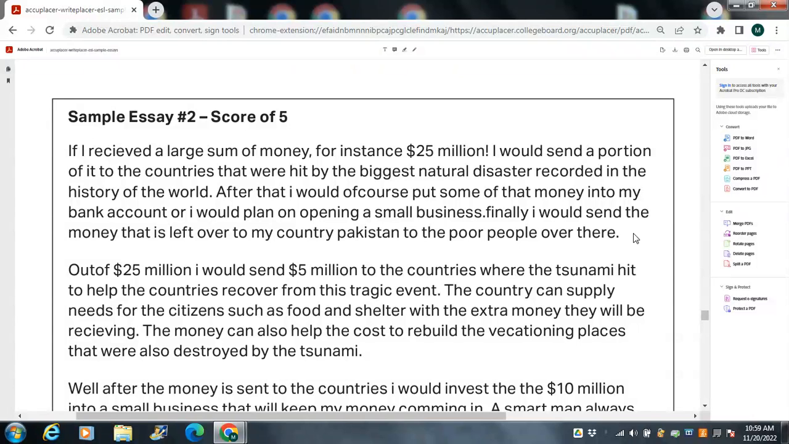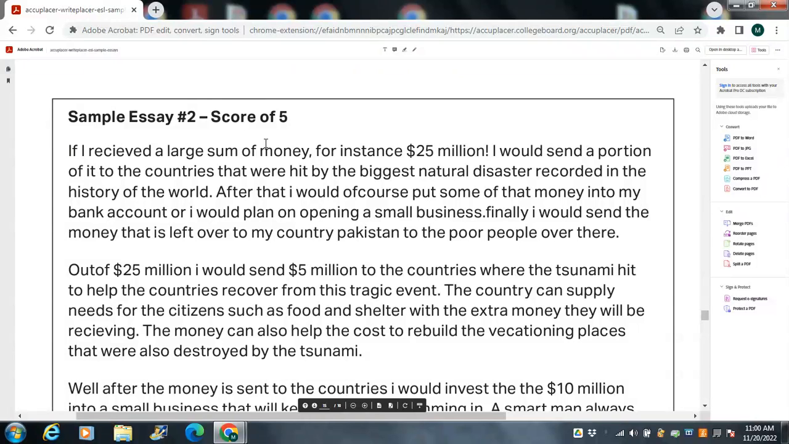So, one of the things that we notice, writers, is that this first sentence is a fragment. Why? Because the student started with what's called a subordinating conjunction. I like to call them dependent markers because they're letting us know that a dependent clause is on the way. And so "if" is serving as a subordinating conjunction or dependent marker. But they have a comma after "for instance, $25 million," and they need a comma after $25 million. Why? Because this is not a complete sentence.